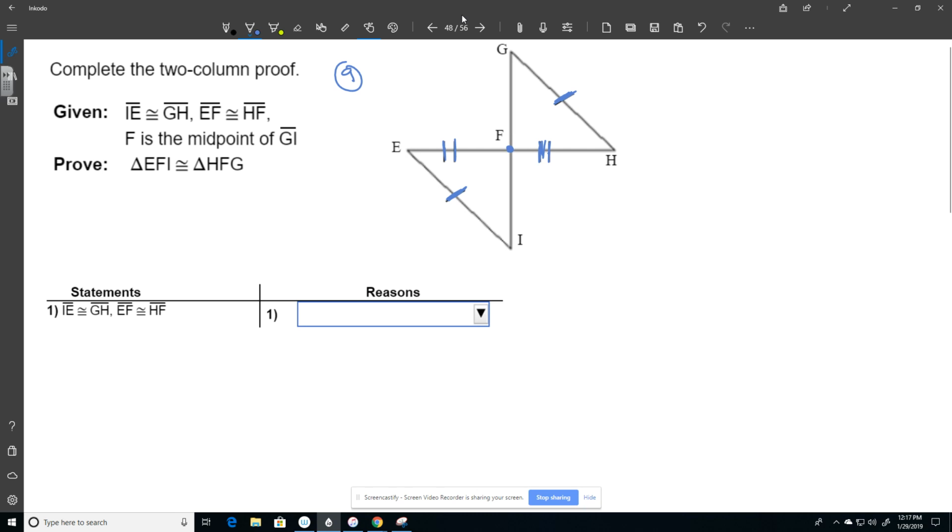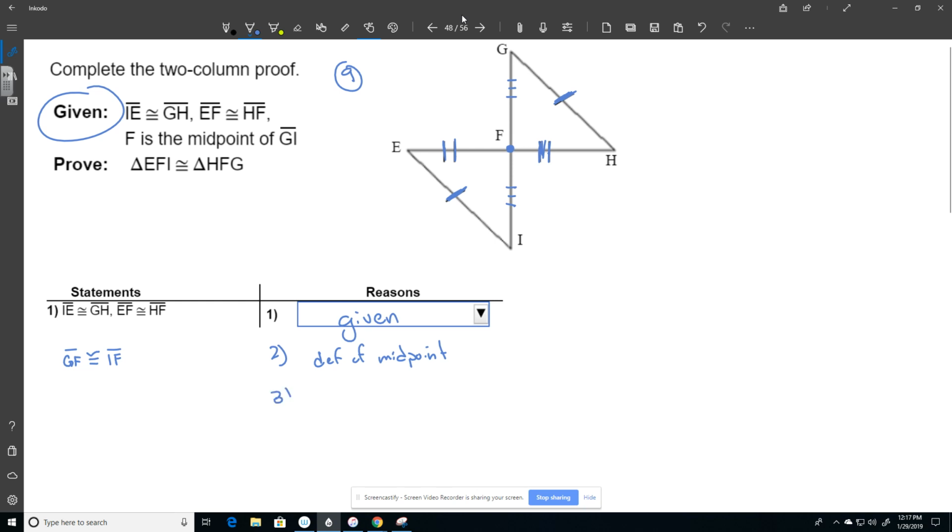So the first statement that it tells me, IE is congruent and EF is congruent. Well, that's all given, so for reason number 1, I'm going to say that that's given information. And then it's going to tell you something like this: it's going to tell you that GF is congruent to IF. So this line right here is congruent to this line, and it wants me to give a reason. Well, the reason is F is the midpoint, which makes these two the same distance. So for my reason number 2, I can put definition of midpoint.